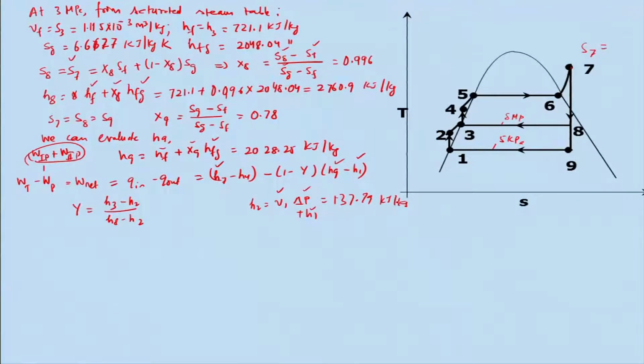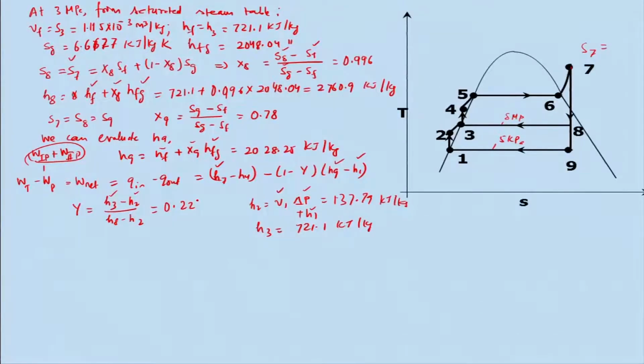So, H8 is known to us, and S3 is also known to us, right, because that will be a saturated condition. So, if you get S3 equal to 721.1 kilojoule per kg, and all these are known, you will find out this is basically 0.22.